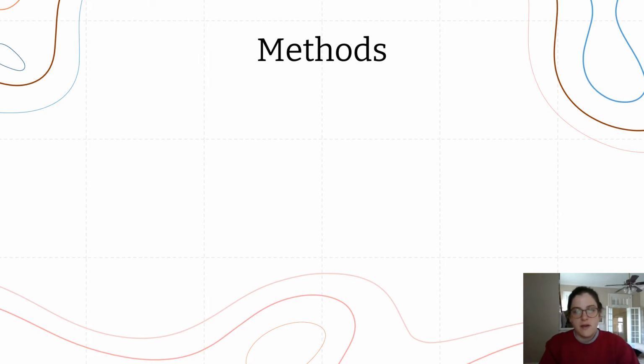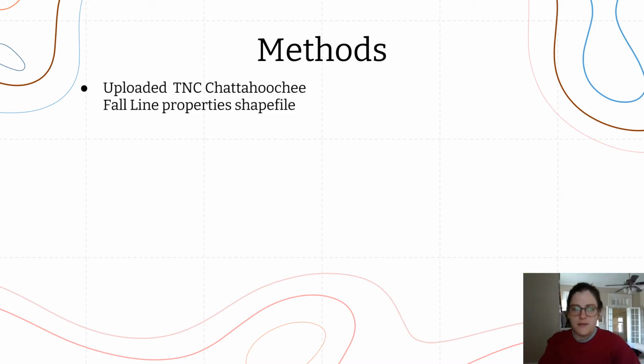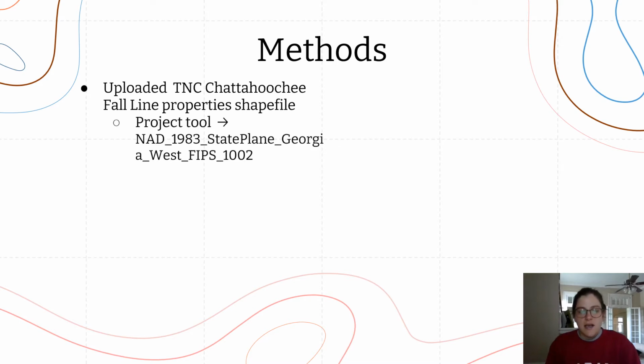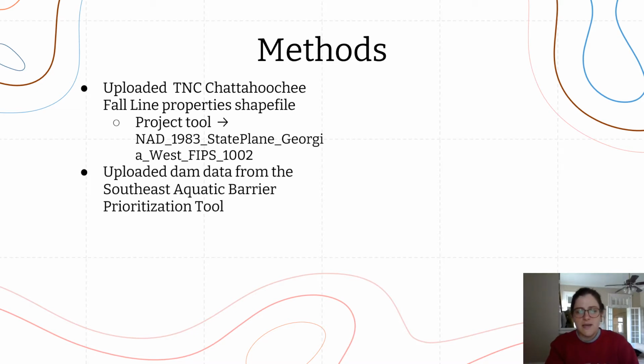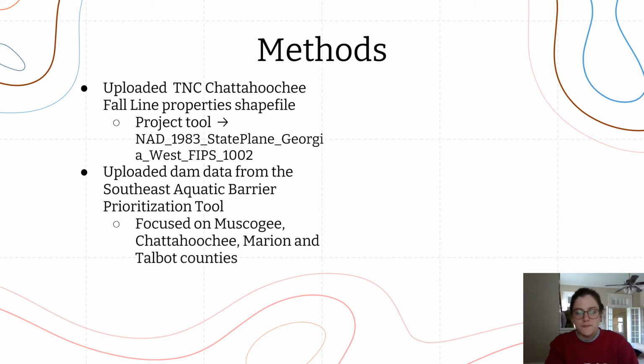Okay, so for my methodology, I first uploaded the Nature Conservancy Chattahoochee Fall Line Properties shapefile that I received from Sarah Gottlieb at the Nature Conservancy into GIS. I had to use the project tool to put it into a projection that would work best for what I was looking at. I then uploaded dam data from the Southeast Aquatic Barrier Prioritization tool.